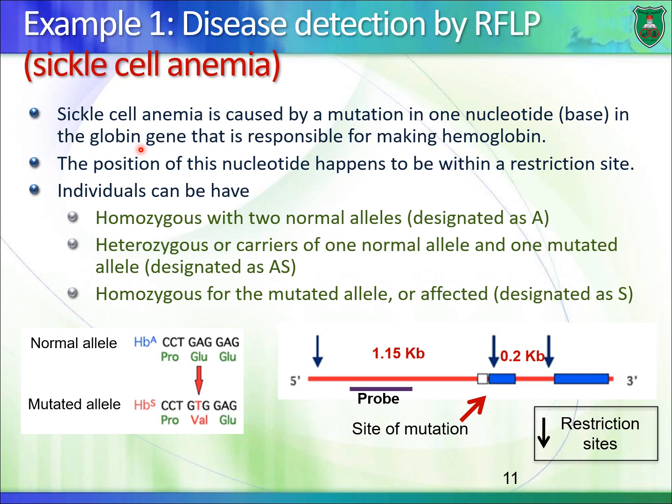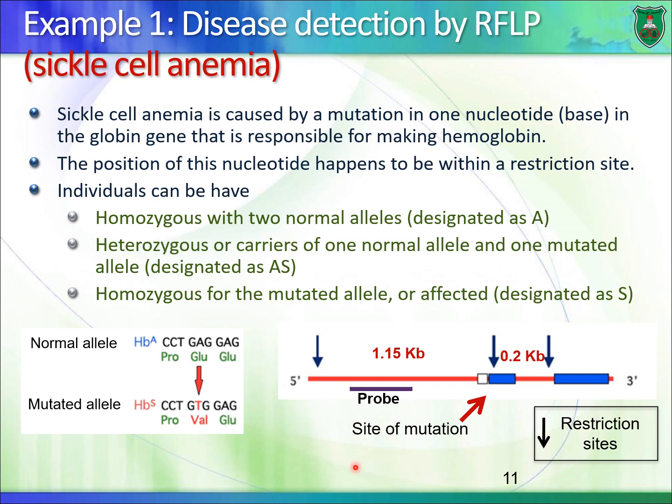Okay, so hemoglobin, by the way, is the oxygen carrier in our blood. Okay, so these are the possibilities. You can have someone who's homozygous for normal alleles. That's a normal individual designated as A. A person being homozygous for the mutated allele, and this person is designated as an S for sickled. And a person can be a carrier or heterozygous, having one normal allele and one mutated allele.